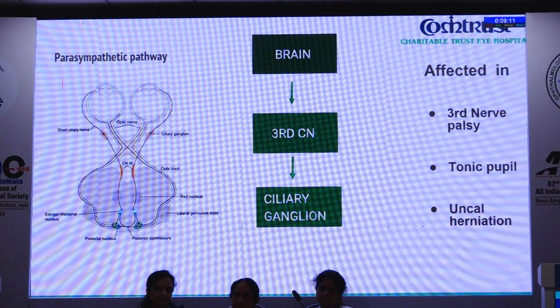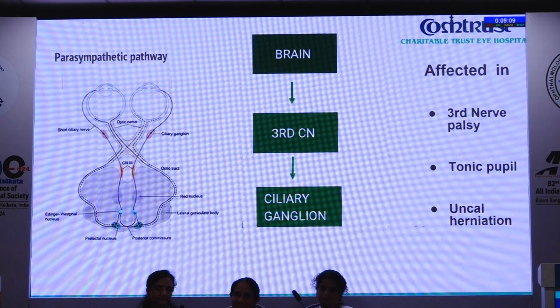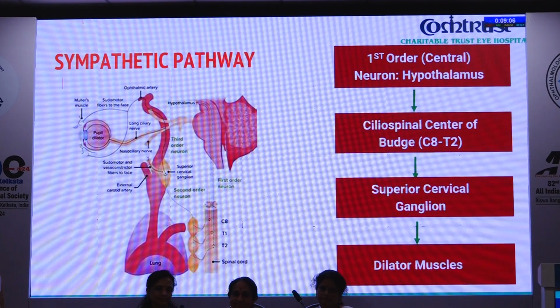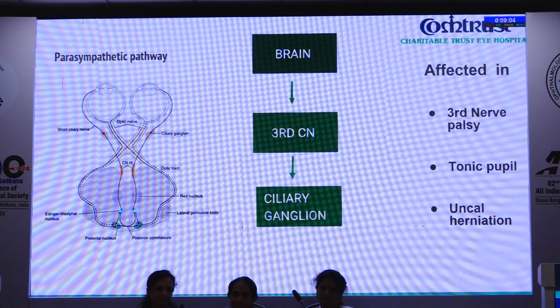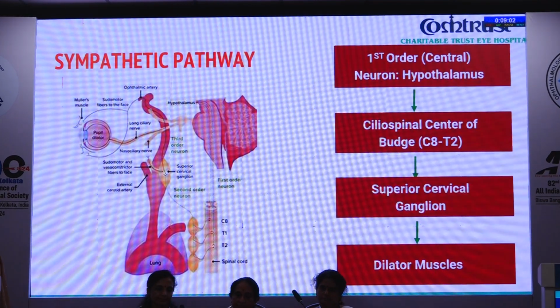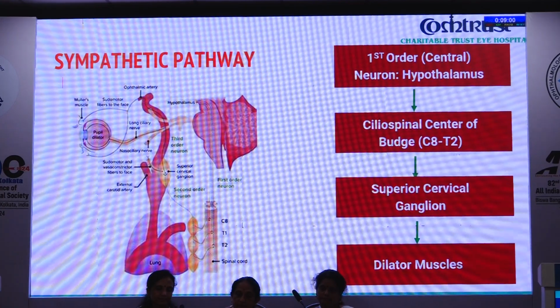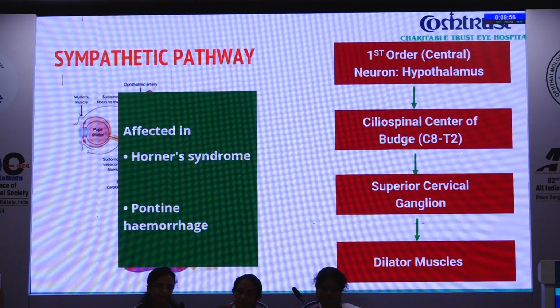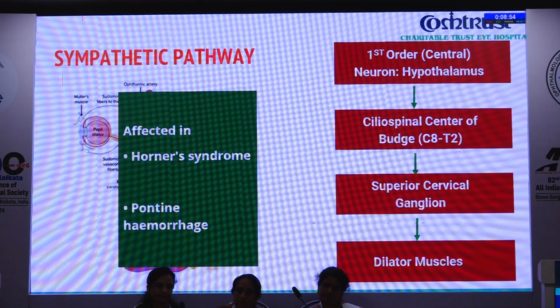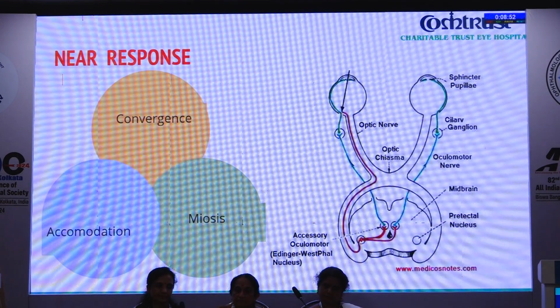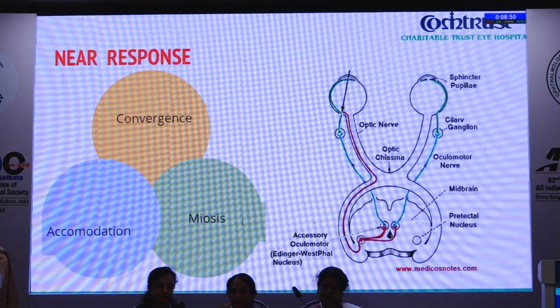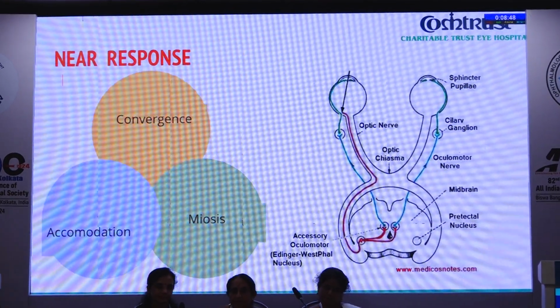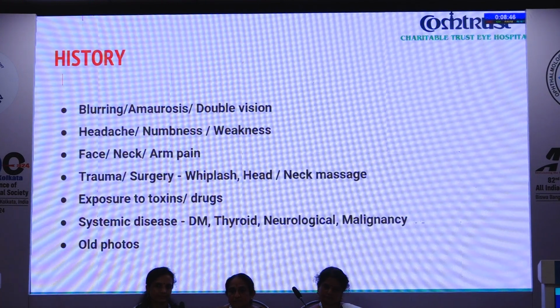This is the parasympathetic pathway, as you all know. It is usually affected in third cranial nerve palsy, tonic pupil, and uncal herniation. The sympathetic pathway, as you all know, you already know about it. It is affected in Horner syndrome and pontine hemorrhage, to name a few. So the near response is an interplay between convergence, accommodation, and miosis.